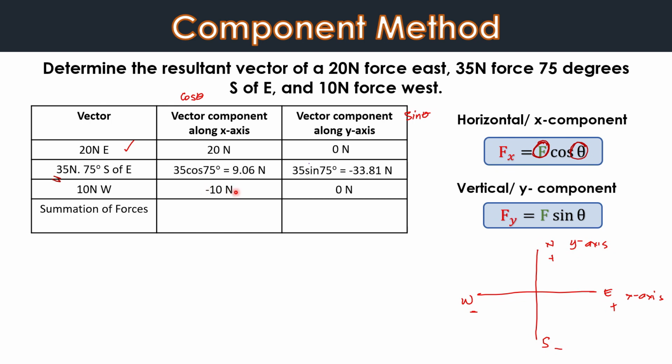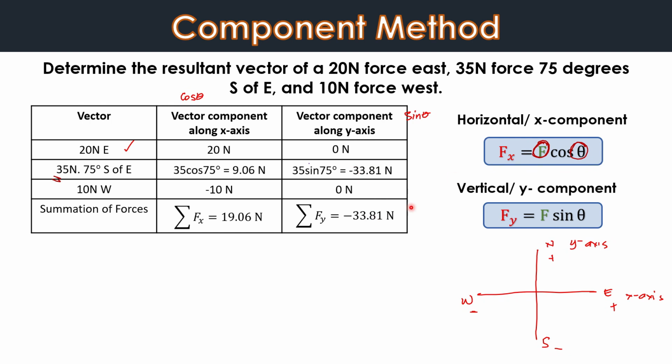And kapag in-add or nag-arithmetic tayo along the x-axis, we will have the summation of that 19.06 newtons. We have negative 33.81 naman along y-axis kasi syempre, ito lang naman yung vector, yung negative 33.81. So as is tayo dyan.